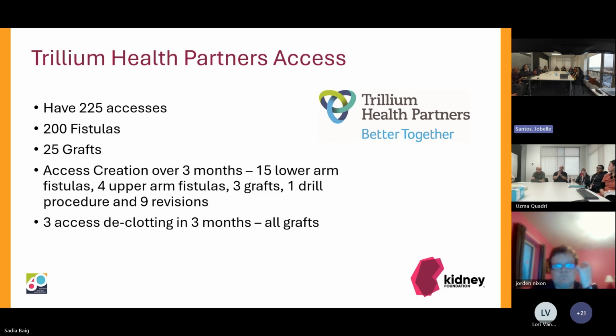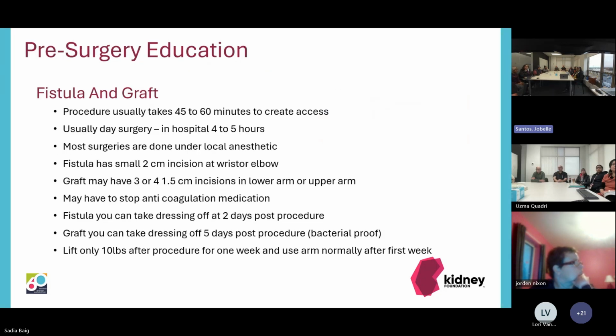The 9 revisions are when the access gets a little bit old and you may form what they call aneurysms. The doctors can look at putting little pieces of graft in there to make the access keep working. So out of that 7 to 10 years, you may have to do another surgery later in the years to keep the access going. Okay. As I mentioned, we had 3 declottings in the last 3 months. So 1 declotting a month for the grafts, which is fairly common.